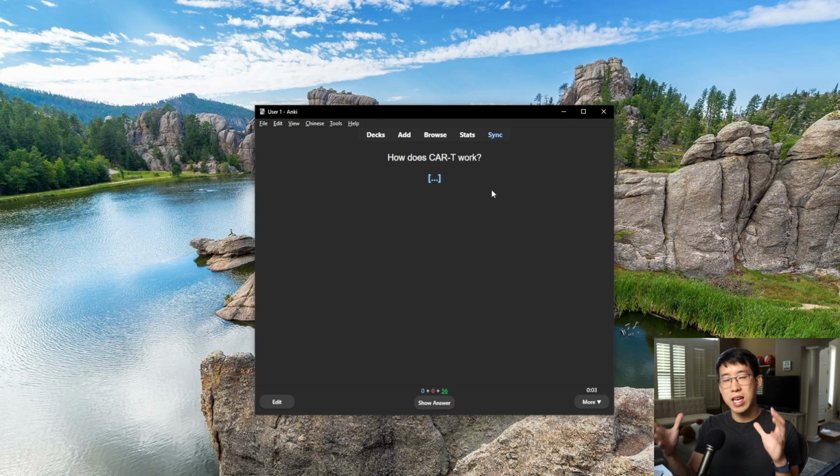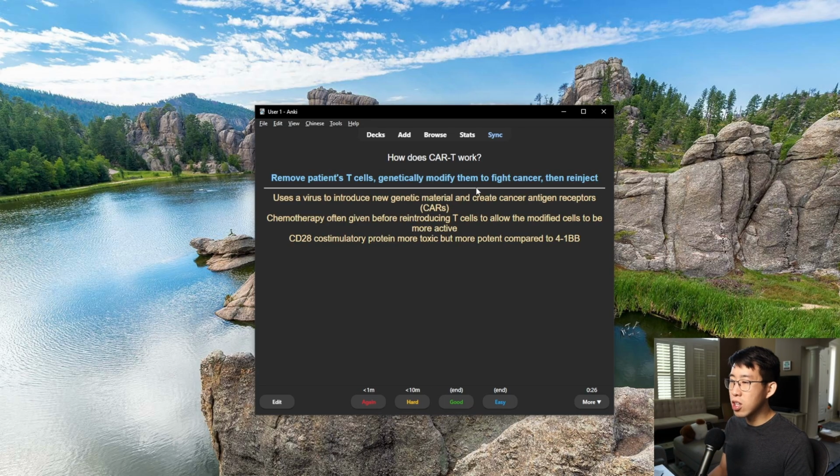How does CAR T therapy work? So basically, you take the patient's cells out of their body, and then you inject them with some viruses that will modify the genetic material so that the cells will now start to target cancer cells, and then you re-inject them back into the patient where they can start to fight cancer. A lot of times, chemotherapy is given before reintroducing T cells to allow the modified cells to be more active.